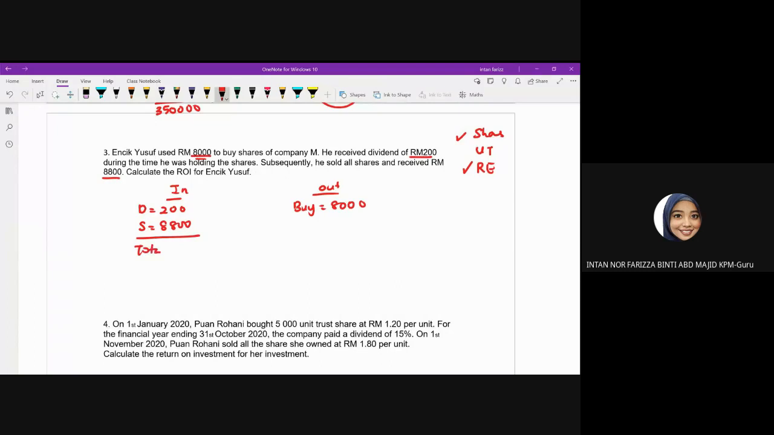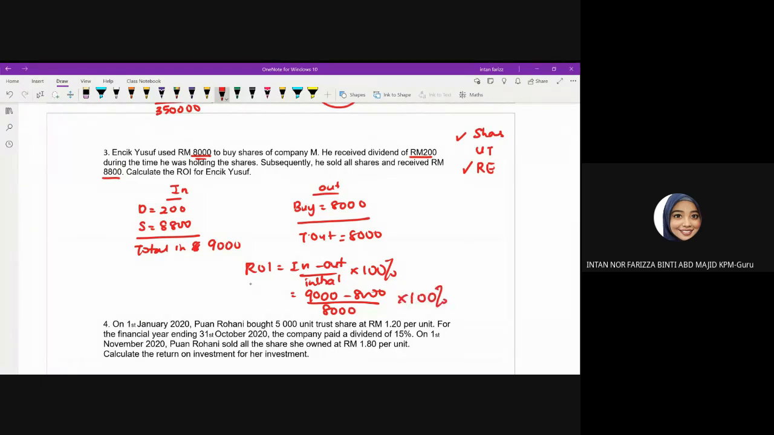So what's the total in? Total in is 9,000. What's the total out? It is 8,000. Remember how to find ROI: in minus out. The formula is not given, girls, so you have to memorize this. Very easy, you don't have to worry. In minus out over initial. So 9,000 minus 8,000 over 8,000 that he spent, times 100%. To be quick I give you the answer. It is 12.5%. So of course he made a profit here. He gained profit. Even though it's only 12.5%, it's okay, better than a loss.